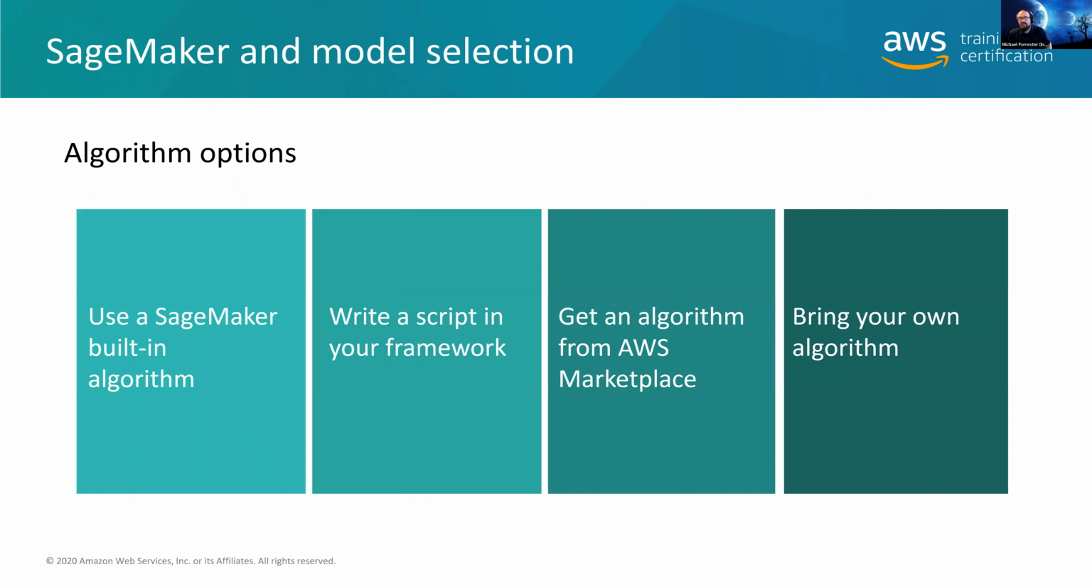There's a ton of algorithm options. After you've explored and analyzed your data, and you've done all the pre-processing and collected all that, you're ready to build a model. Now, building a model involves a couple of key components. There's your training data and your algorithm, right?